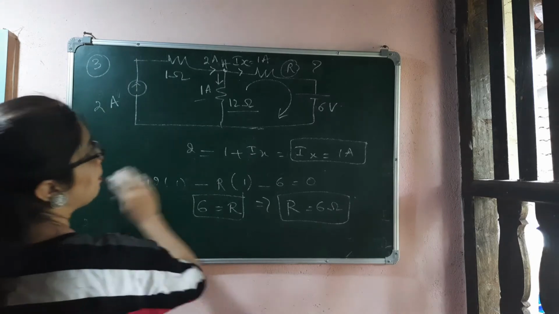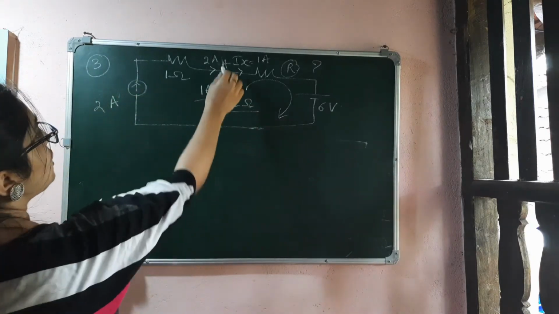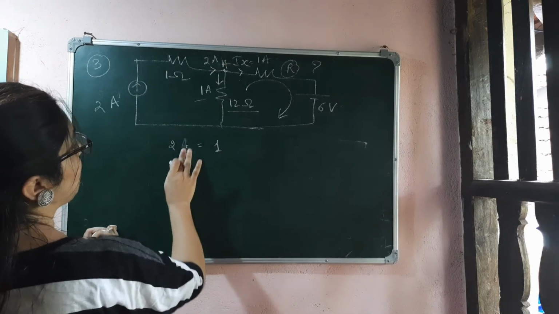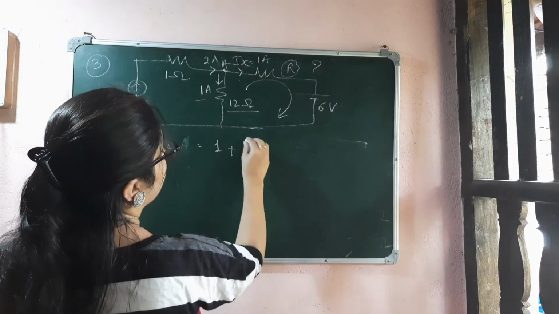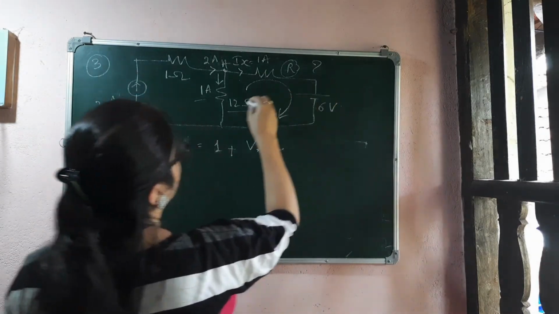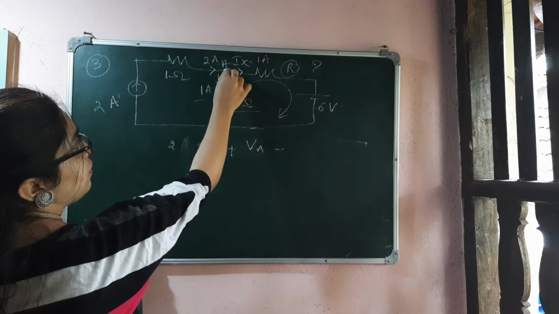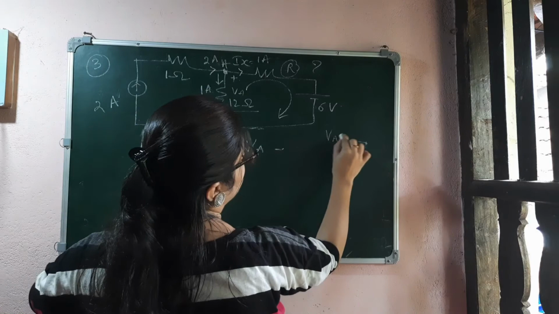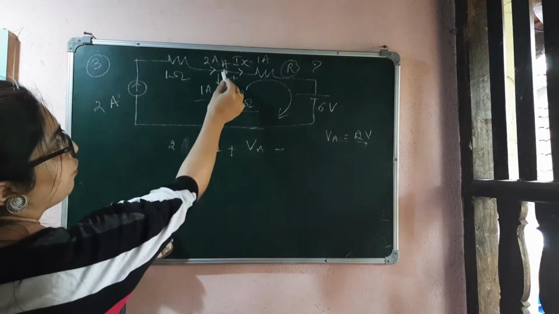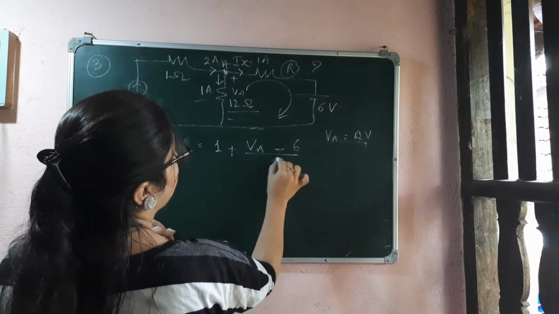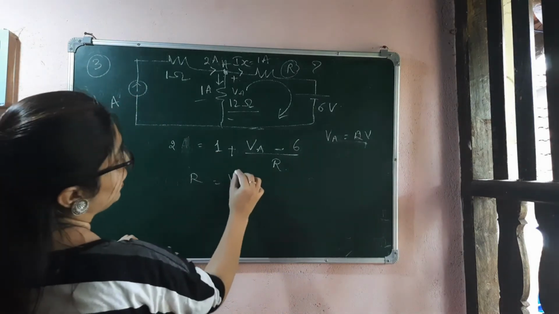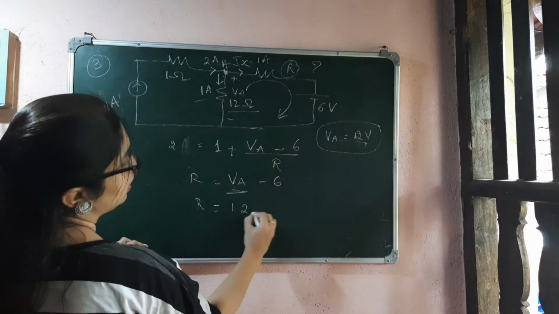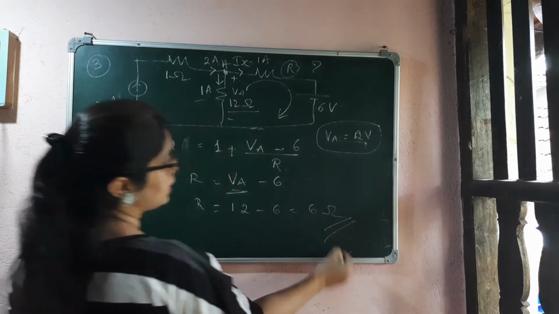Okay, you can also apply the nodal analysis here. At this particular point, you have incoming current 2A, outgoing current is 1 ampere, plus we can take VA minus 6 divided by R. VA is nothing but here, see, this is VA, which is equal to 12 volts. So R is equal to VA minus 6, and with VA as 12 volts, 12 minus 6 is equal to 6 ohms.